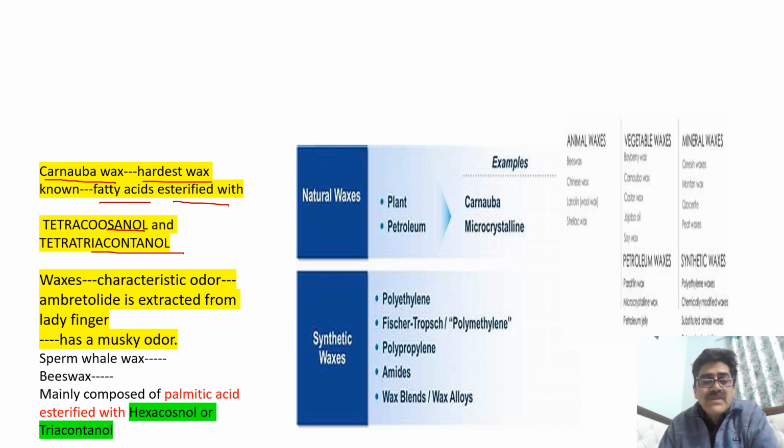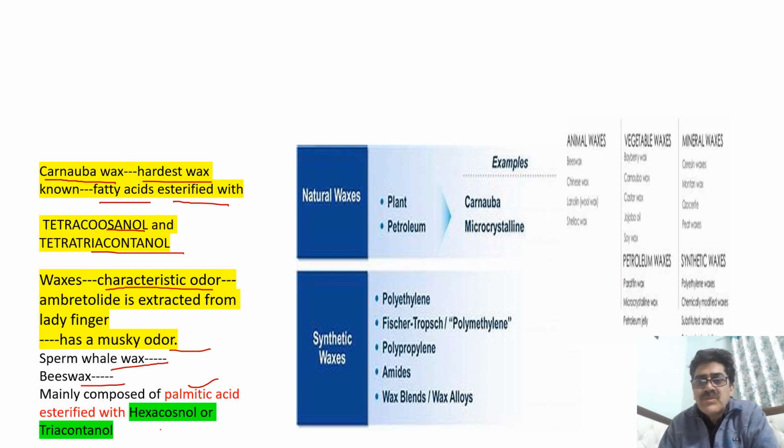And next we have certain waxes that have a characteristic odor. For example, ambrettolide. It is extracted from ladyfinger. It has a musky odor. Sperm whale wax, beeswax, composed of palmitic acid esterified with hexacosanol or triacontanol.